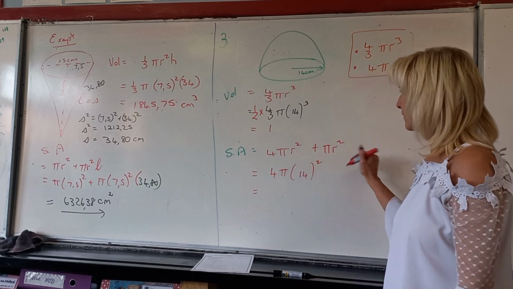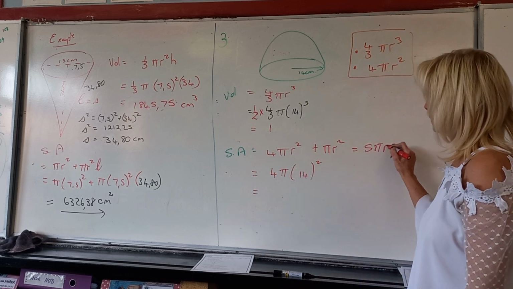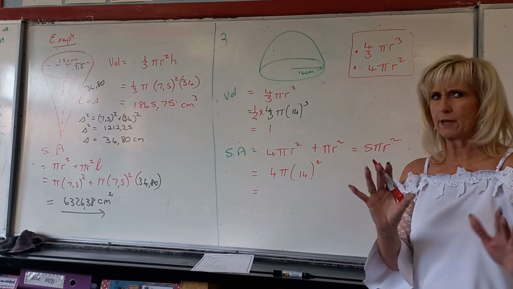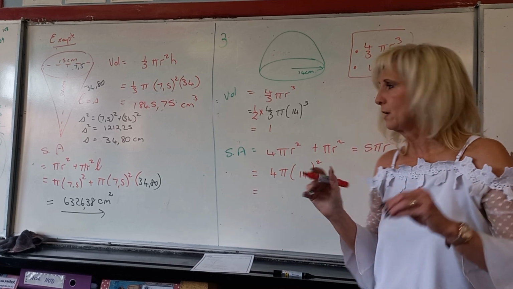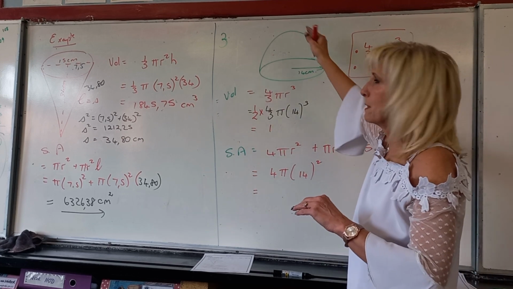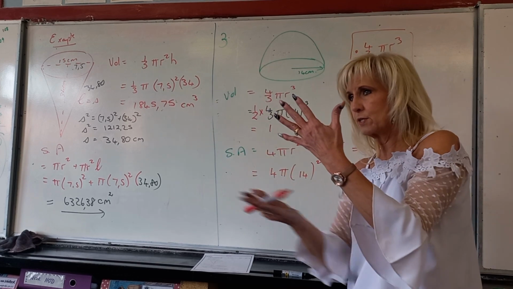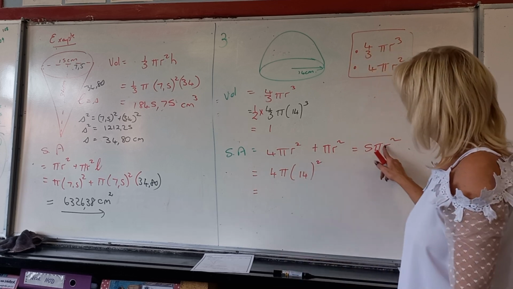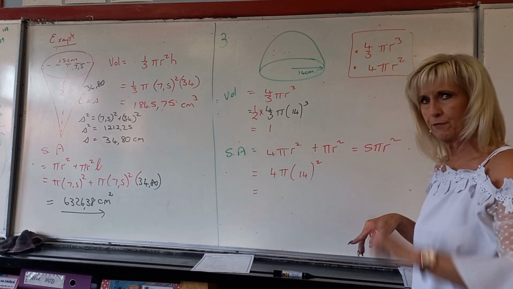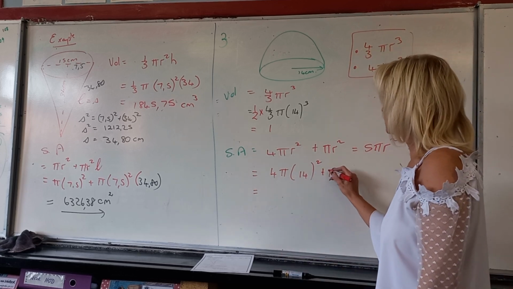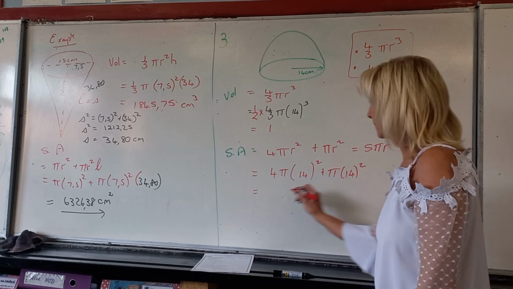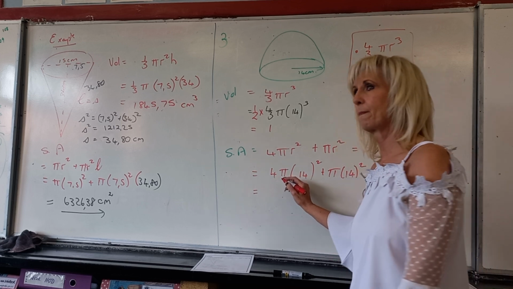Now, could I not add them and say that that is 5 pi r squared? Yes, you can, but you don't have to. As long as it makes sense to you. But the surface area is only going to be the ball, the dome. You still need the bottom. If you want to go this way and fill it in and get the answer, perfect. If you want to do it this way, it's also perfect. And give me an answer, please.